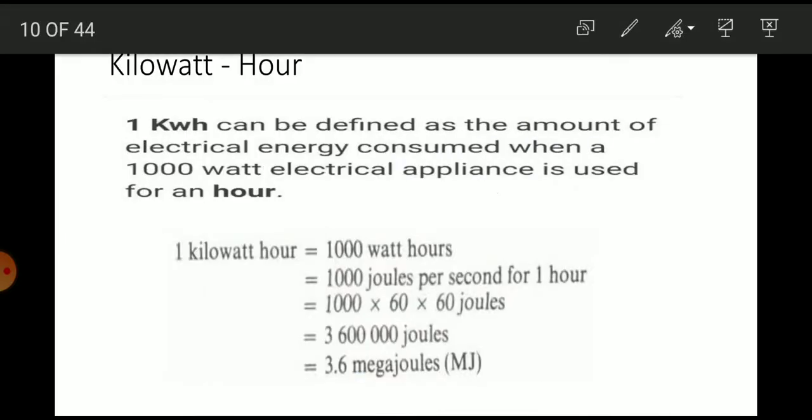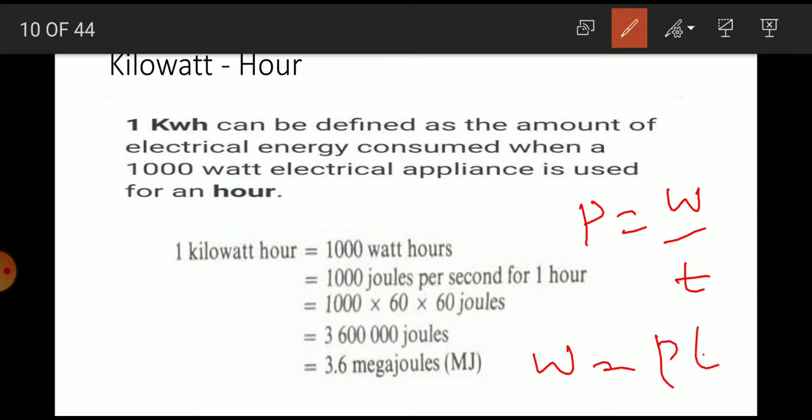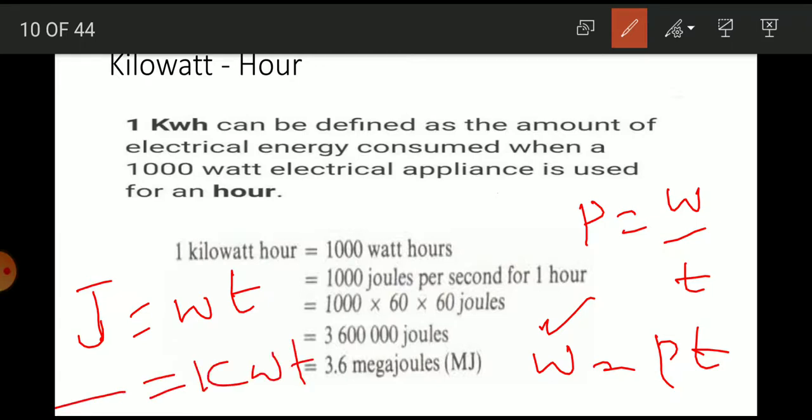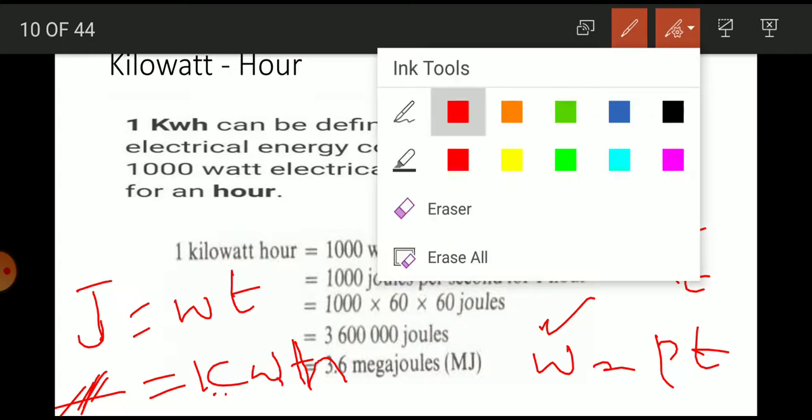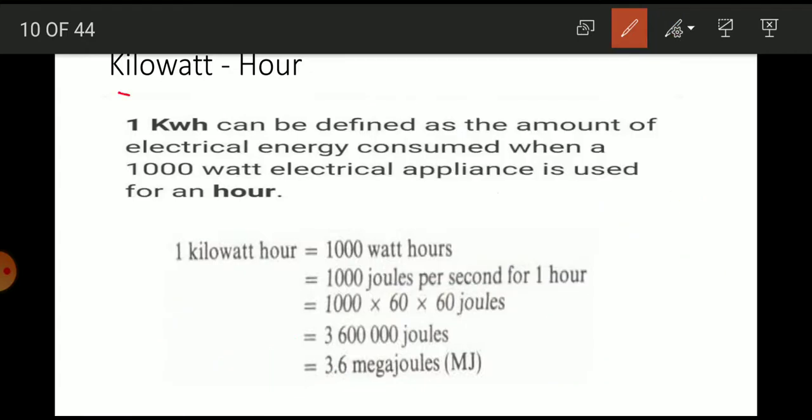Kilowatt hour is the unit of energy. As we know, power is equal to work per unit time, so work is equal to power into time. In place of work we will write joule, in place of power you will write watt, and then time. So kilowatt time, you will change this one. In place of time we take the unit of time, hour. Kilowatt hour is the unit of energy.